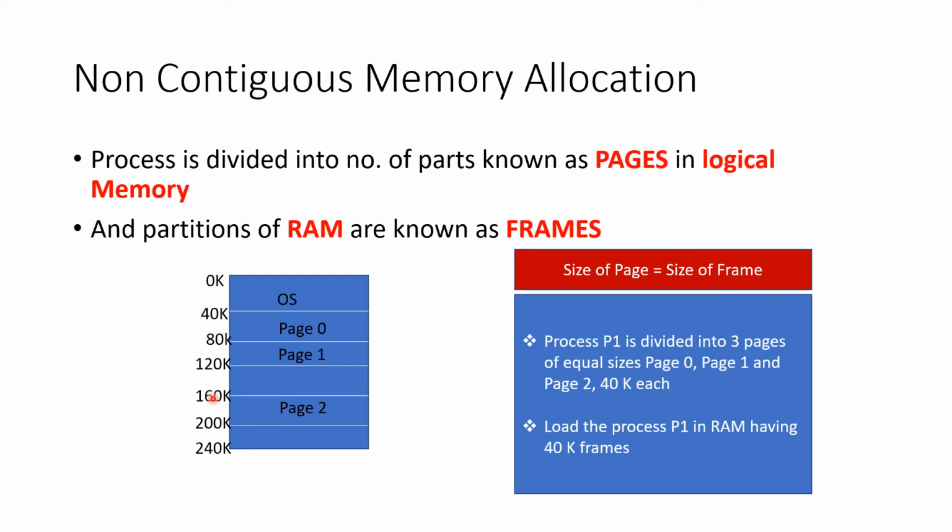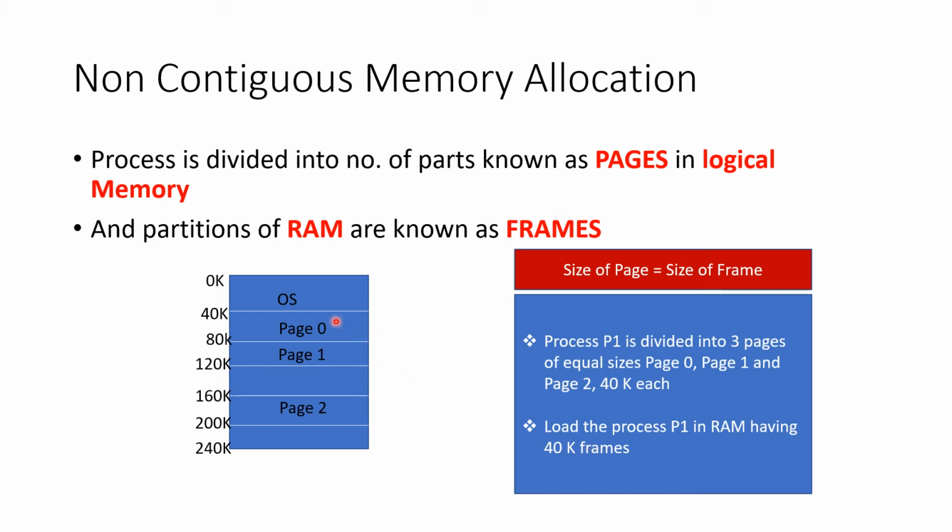Like here in this diagram, we have divided the memory into 40K size pages, and this is also a fixed partition scheme where we have fixed size partitions, fixed size frames in RAM. So the size of page is equal to size of frame. For example, process P1 is divided into three pages, like page 0, page 1 and page 2, and all these pages are of same size, that is 40K each. So we will load the process P1 into RAM having 40K size frames.